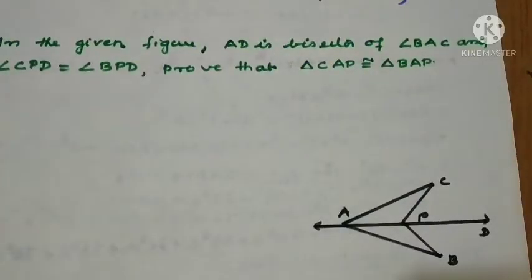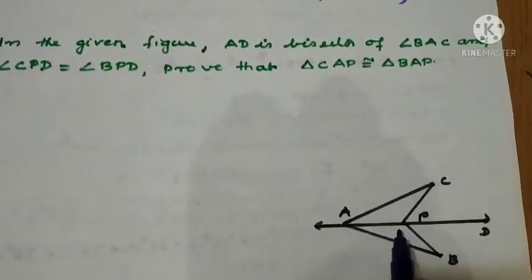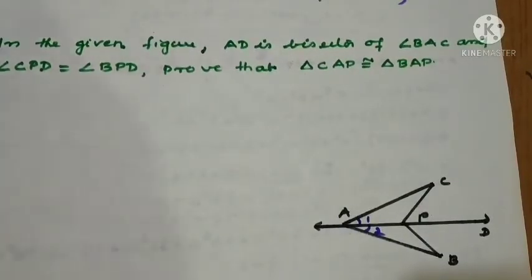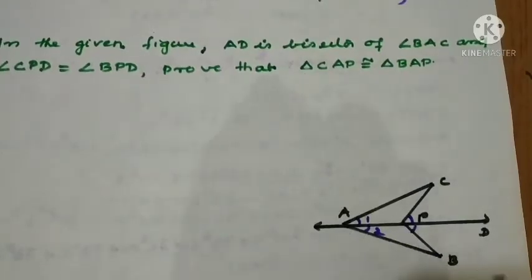In the given figure, AD is the bisector of angle BAC and angle CPD equal to BPD. So AD is the bisector of angle BAC. That means angle 1 and angle 2 are equal. Now what is the next? Angle CPD equal to BPD. Prove that triangle CAP is congruent to triangle BAP. So these two triangle congruency we have to prove.